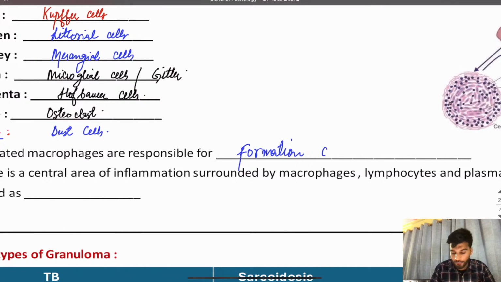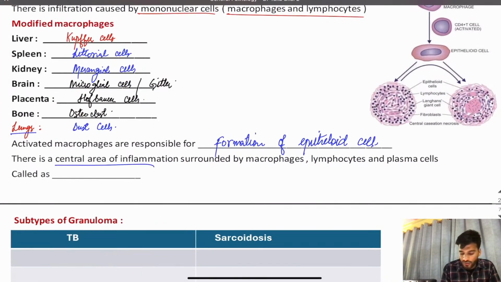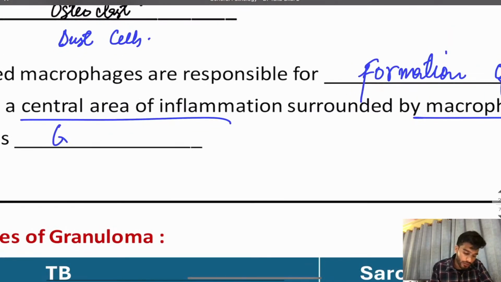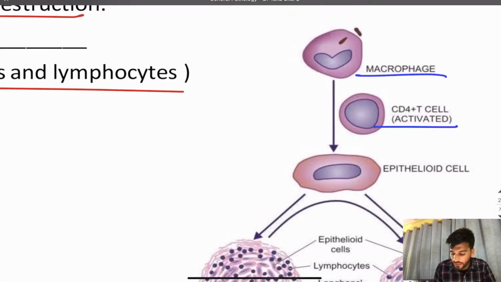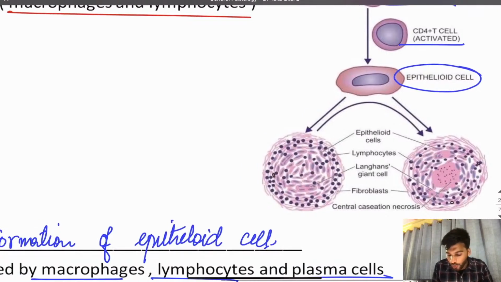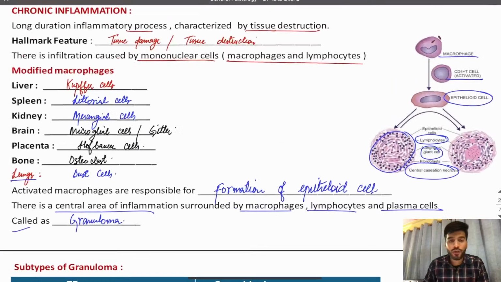What will they form further, guys? Epithelioid cells. And all these cells will combine. Now there is a central area of inflammation surrounded by the macrophages, lymphocytes, plasma cells, and all together it is called a granuloma. So look here, guys, the activated macrophage will form the epithelioid cells, then along with the lymphocytes, giant cells, plasma cells, there will be a formation of a granuloma.